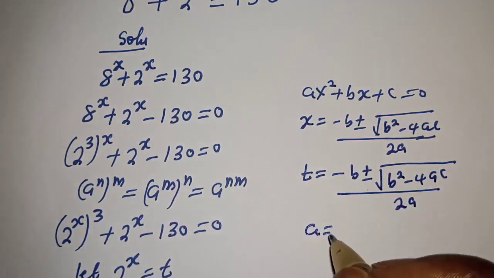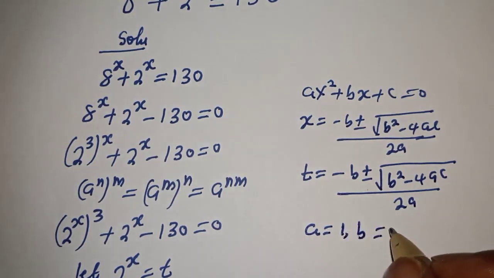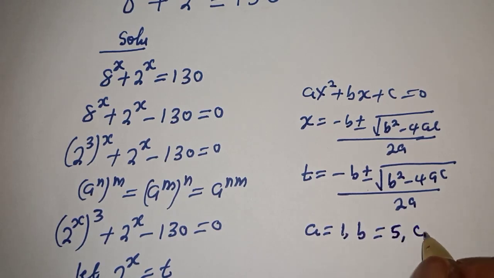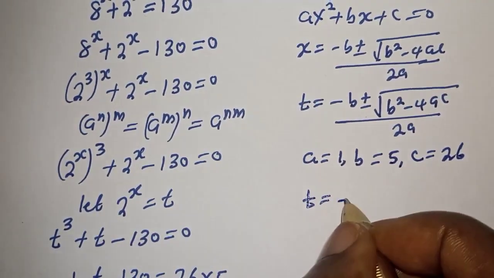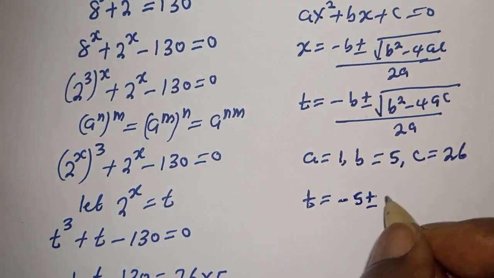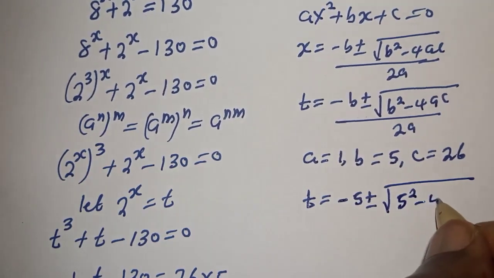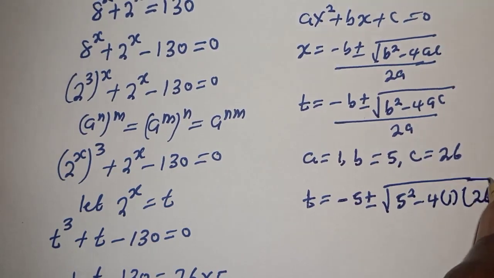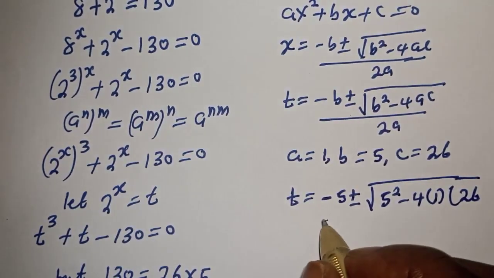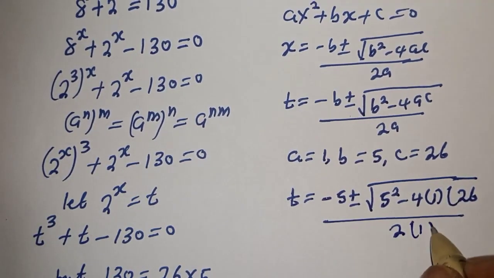Then a is equal to 1, b is equal to 5, and c is equal to 26. t will be equal to minus 5 plus or minus square root of 5 squared minus 4 multiplied by 1 multiplied by 26 over 2 multiplied by 1.